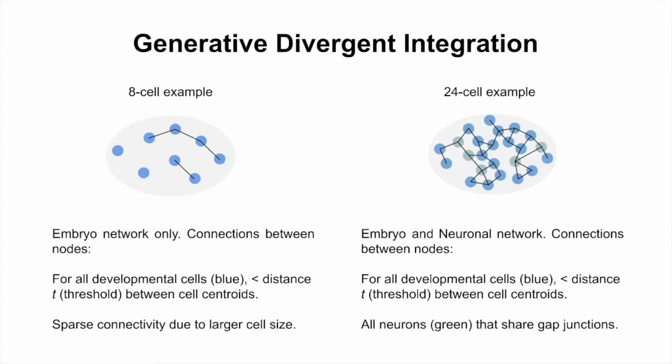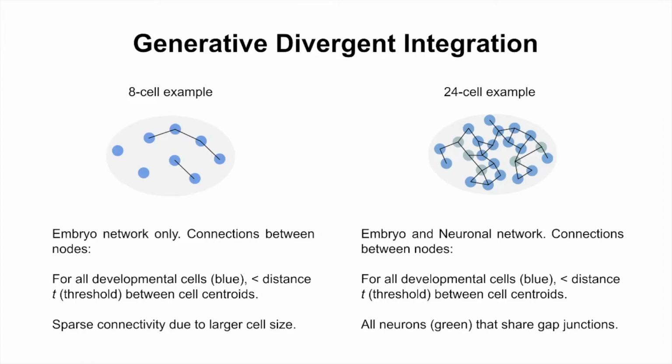But you can see here the 8-cell embryo. In this case, and this is not empirical, it's just something I drew, it's a bipartite network. It's not a network that's integrated in any way. It has little pieces, it's fragmented essentially. So for all developmental cells in blue, the distance t between cell centroids is how we get our connectivity. And there's sparse connectivity due to the larger cell size and the sparseness of this embryo.